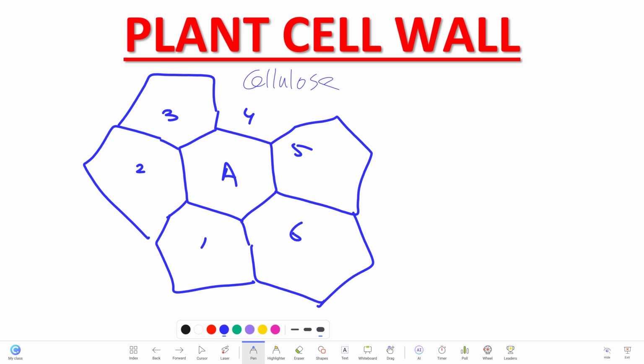Like this room has another room there. But between the two rooms, there's a common wall. There's no separate wall for this room and that room. Same idea. Between these two cells, there is a common cell wall. This common cell wall is called middle lamella. Lamella. Yesterday we studied lamella.